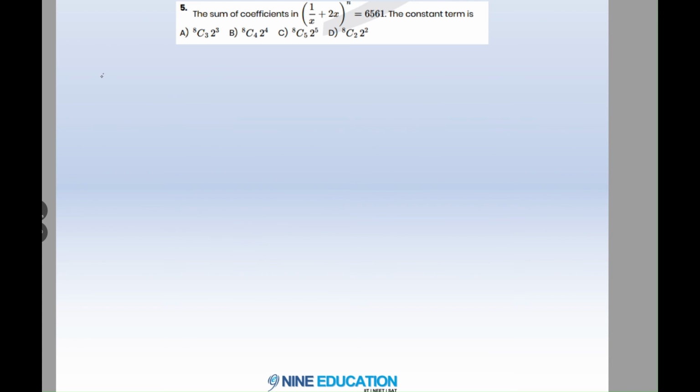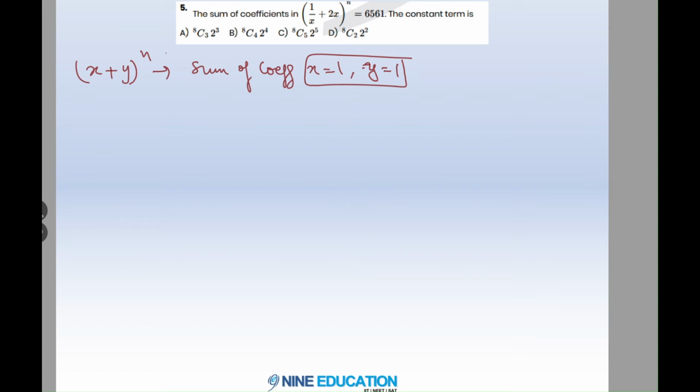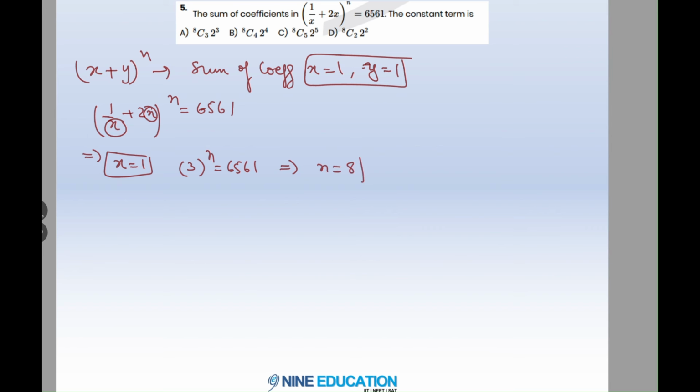Sum of the coefficients. Now the sum of the coefficients in any expression (x plus y) power n is given by substituting x equal to 1 and y equal to 1. Basically, substitute 1 for all the variables and you will get the sum of the coefficients. Now the sum of the coefficients in (1 plus 2x) power n is given to be 6561. It is found when you substitute x equal to 1. Putting x equal to 1, we get 3 power n equals 6561, which implies n should be equal to 8.